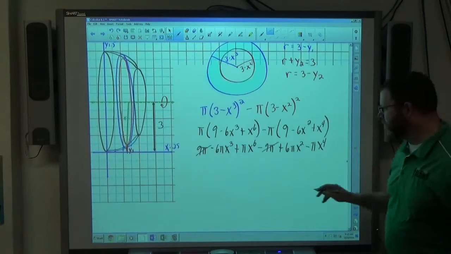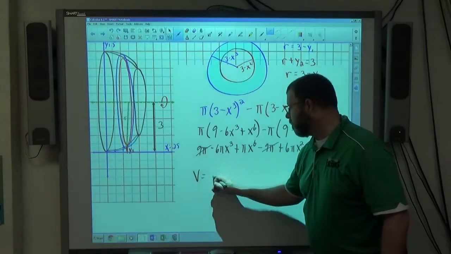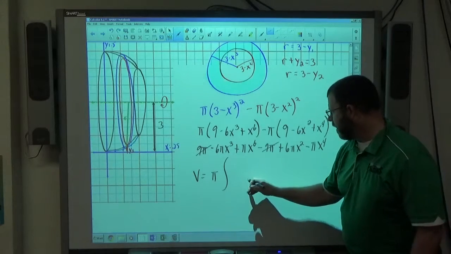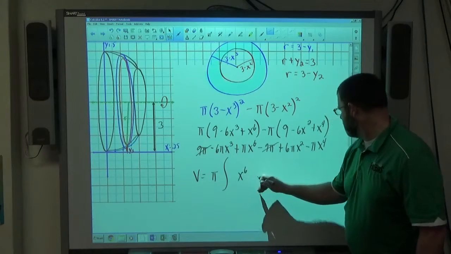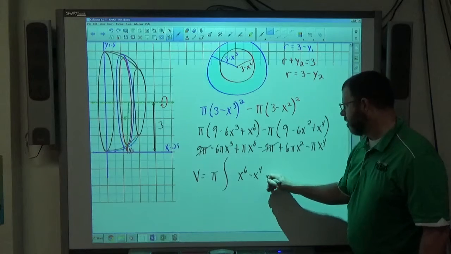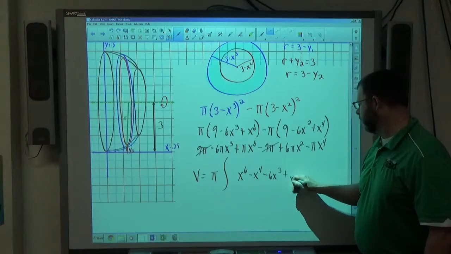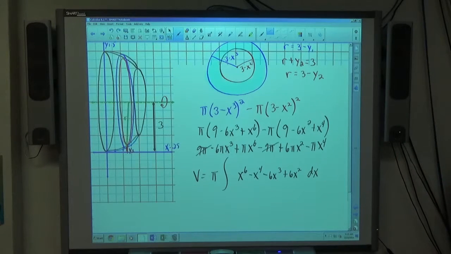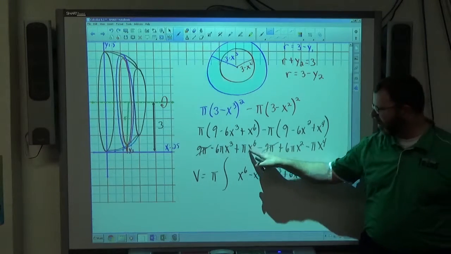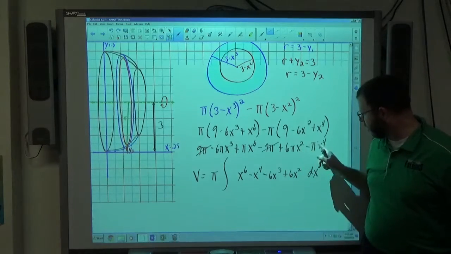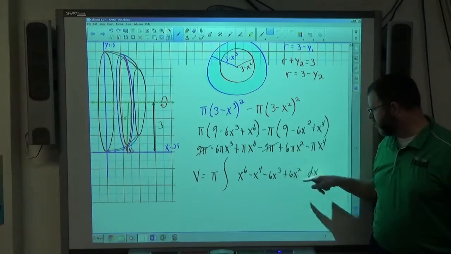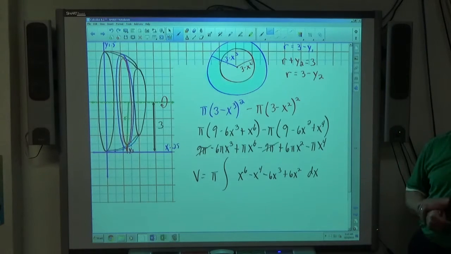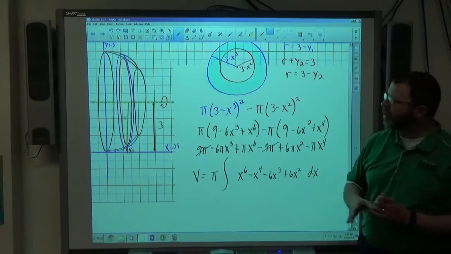So my answer is going to be, volume is going to be pi times the integral of all the x stuff, which is x to the 6th minus x to the 4th minus 6x cubed plus 6x squared dx. I like descending order: highest power x to the 6th, then x to the 4th, then x cubed, then x squared. Every one of those had a pi attached to it. I put the pi out in front so I don't have to worry about putting a pi on every single term.